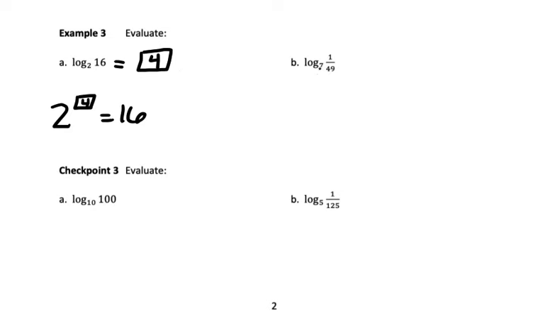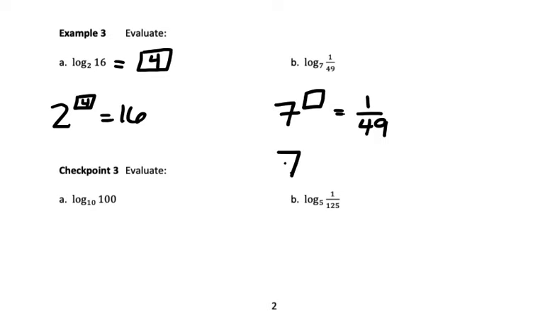For part B, log base 7 of 1 over 49. So 7 to what power equals 1 over 49? Well, the first thing that I need to remember is that if I have a 1 over, that means that my power is negative. So before, when we went in the other direction, we took a negative power and turned it into a fraction. Now this fraction should be a signal to us that our exponent is negative.